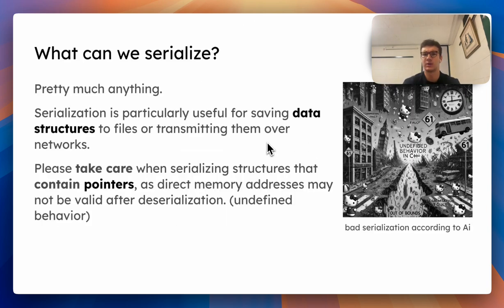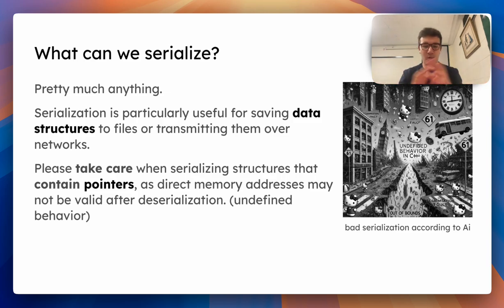So what can we serialize really? I think anything, right? But you have to be very careful about some things. It can be very useful for saving data structures to files and transmitting over networks, right? But you need to really take care about some things, such as pointers, because pointers are only valid for the runtime of a program. If I just write a pointer to a file, like an address of something, it's not going to be valid whenever I open the program again and run it again, right?